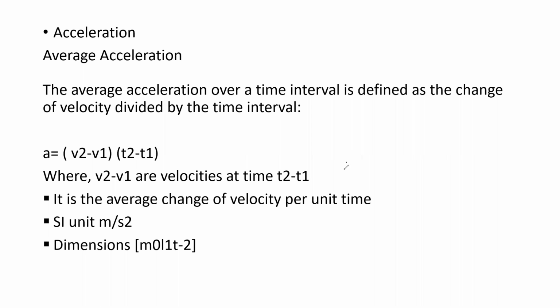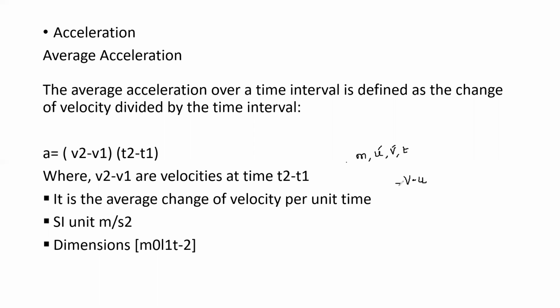Consider a body of mass m moving with the initial velocity u and final velocity v in the time interval of t. So here, when you consider the initial velocity as u and the final velocity as v, how can you write the change in velocity? Change in any quantity is written as final minus initial, that is v minus u.